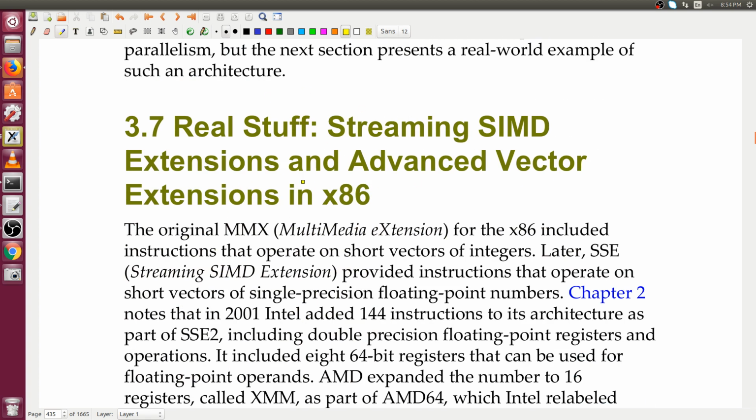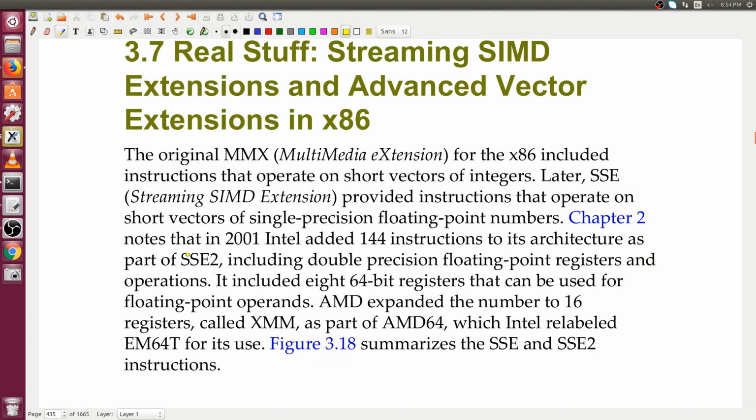So let's look at x86 hardware. Let's see what we have in actual Intel chips. So the original MMX multimedia extension for the x86 included short vectors of instructions to operate on short vectors. So SSE, streaming SIMD extension. So like we said, single instruction, multiple data. This was added later, okay. So Chapter 2 notes that in 2001 Intel added 144 instructions to its architecture.